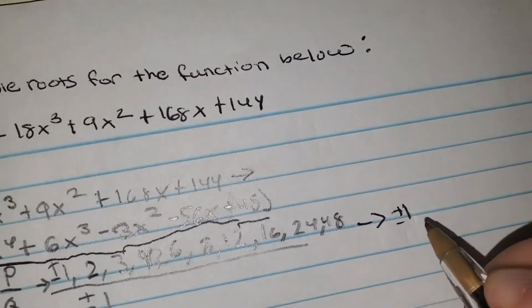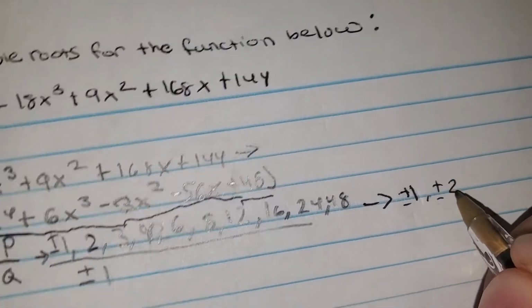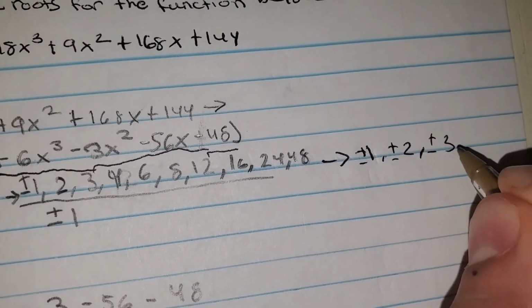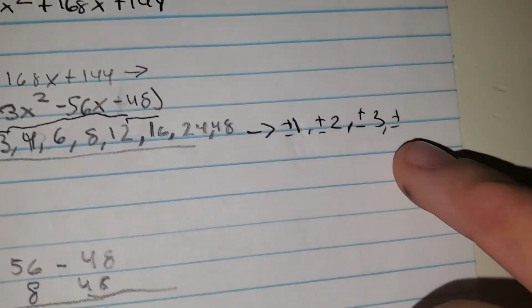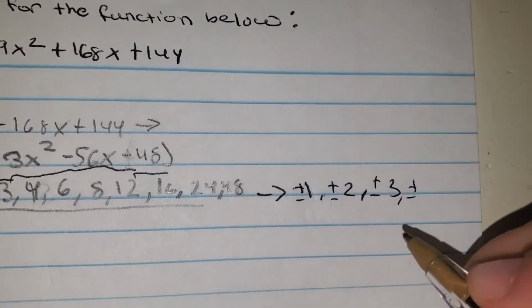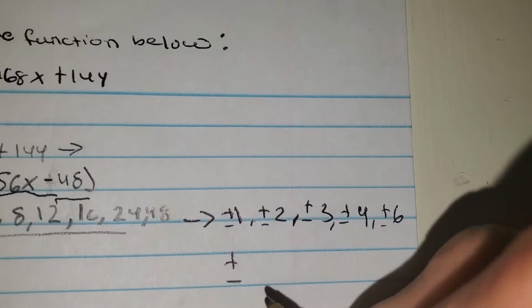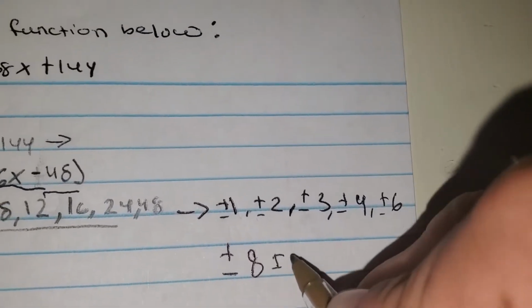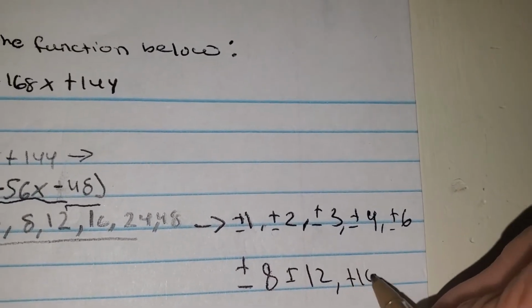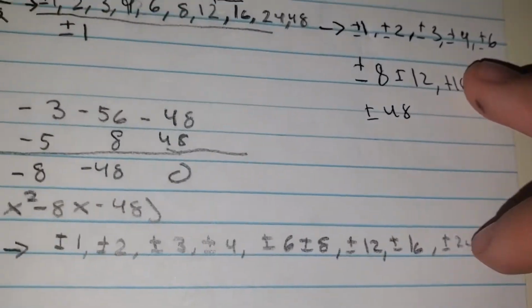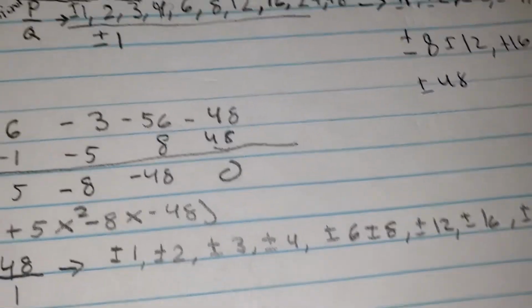So all of our possible roots are plus or minus 1, plus or minus 2, plus or minus 3, plus or minus 4, plus or minus 6, plus or minus 8, plus or minus 12, plus or minus 16, plus or minus 24, plus or minus 48. These are all the possible roots. Now it's a guess and check.